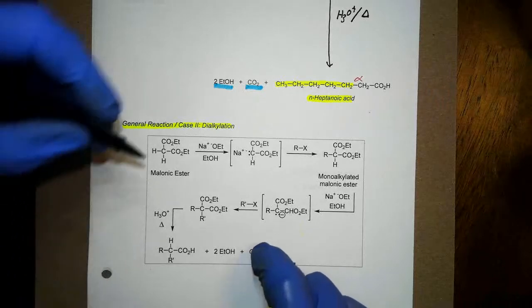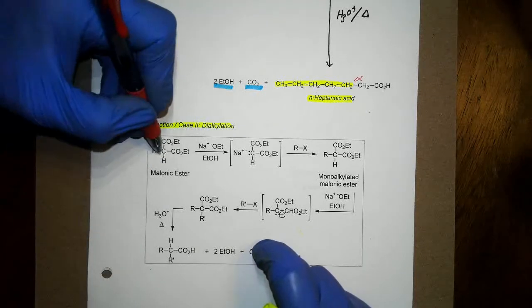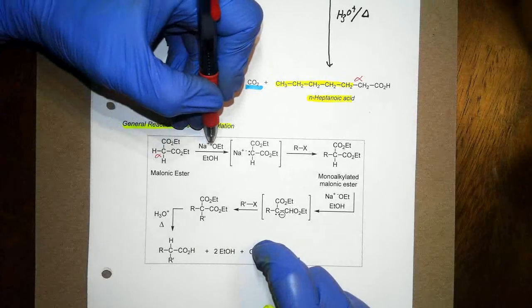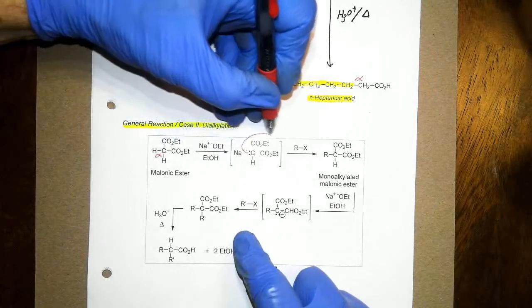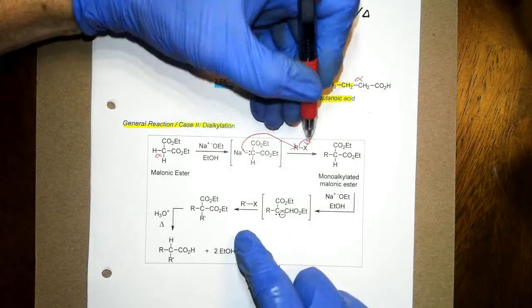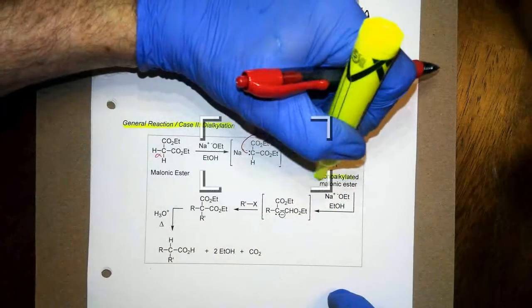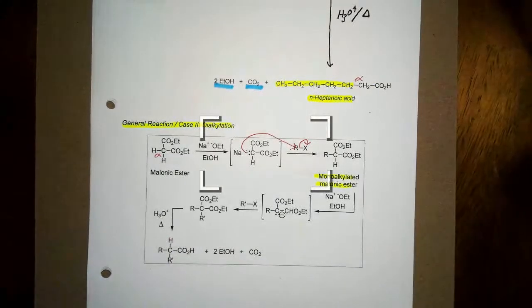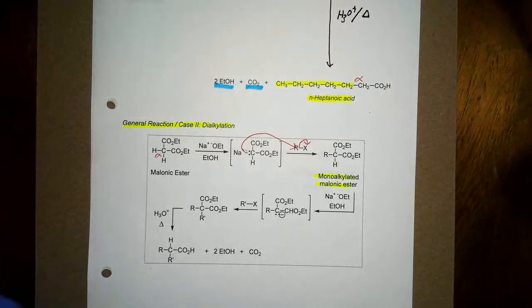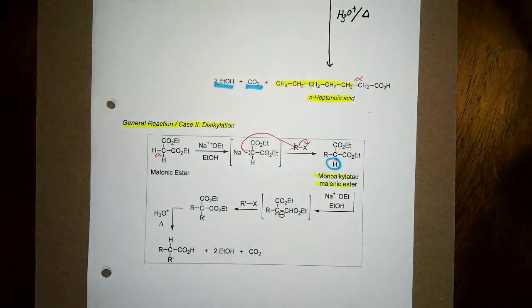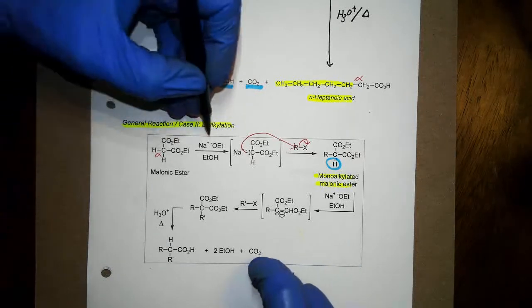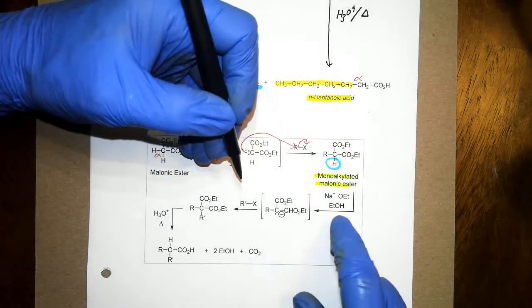So just like before, we're going to have our alpha carbon. We're going to add sodium ethoxide and ethanol, and produce an enolate. This is step 1. We're going to add an electrophile, and we get our monoalkylated malonic ester. There it is. You can isolate that. But what do we know about these protons? They're acidic, right? So why don't we do this reaction again? Let's do the same set of reactions again. So this was step 1, this is step 2. Let's repeat step 1.